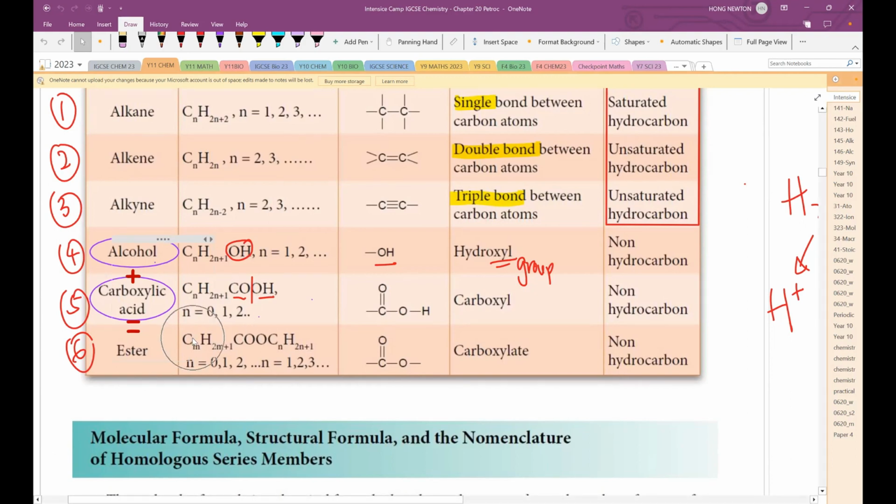The alcohol name we're going to write first, then followed by the carboxylic name. Okay, the alcohol name goes first. Because why? Because they are actually from the alcohol family. The alcohol is the grandfather, so we need to respect the old man first. Old man comes first. Alcohol comes first, then followed by the grandson.